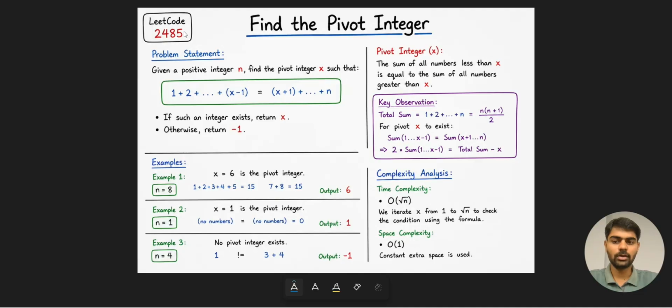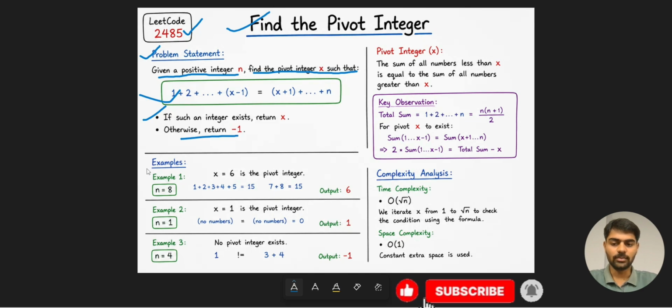So today we are solving question number 2485. Find the pivot integer. First of all, this is the problem statement. Given a positive integer n, find the pivot integer x such that this is the condition. If such an integer exists, return x, otherwise return -1. So let's see the examples.